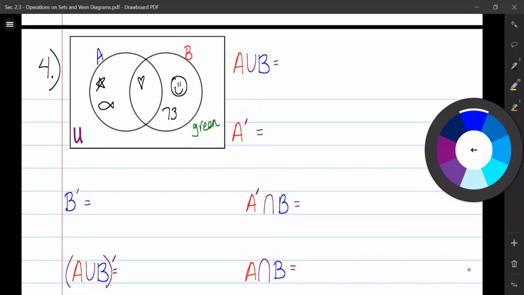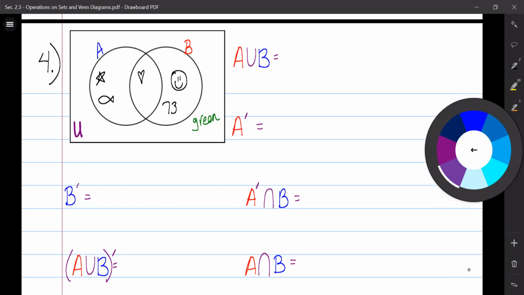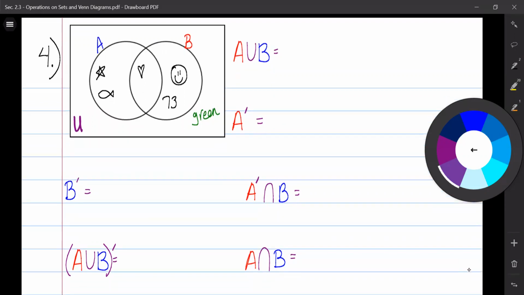All right, so on number 4, we start with a Venn diagram and go from there. So I still like starting with the intersection first because it seems to be the easiest thing. So the only thing in the intersection is a heart. And part of this is just proving the point that the elements of a set can be anything. It's not just letters and numbers. It can just literally be anything.